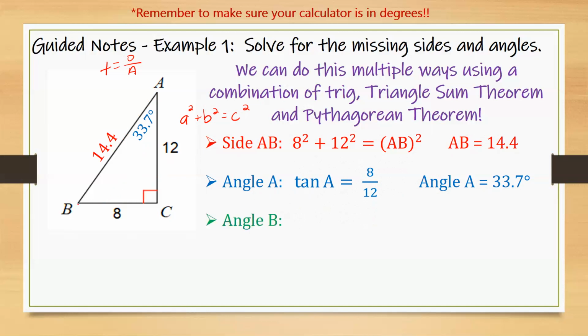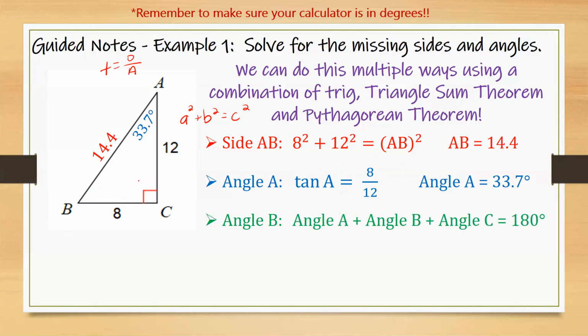Last but not least, I need angle B. If you're looking at this thinking I could use a trig function, you're right. You can use a trig function. You could use tangent of B is equal to opposite, which is 12, over adjacent, which is 8. Now that we know the hypotenuse, you could use sine or cosine. Another thing you can use, which is probably a little bit easier, is the triangle sum theorem. You know that all 3 angles in a triangle add up to 180.